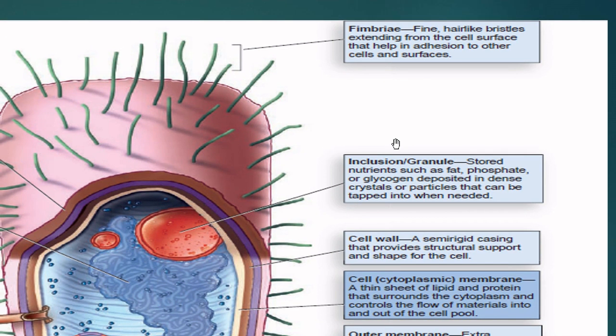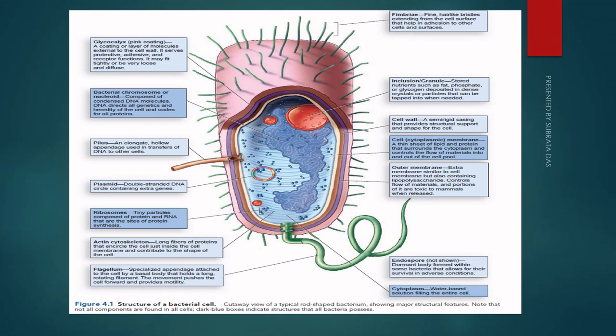And the last thing is fimbriae. These are the fimbriae structures. Fimbriae are fine hair-like bristles extending from the cell surface that help in adhesion. They basically help the cell adhere to other cells or to other surfaces. So this is all about the function of cell structure components.